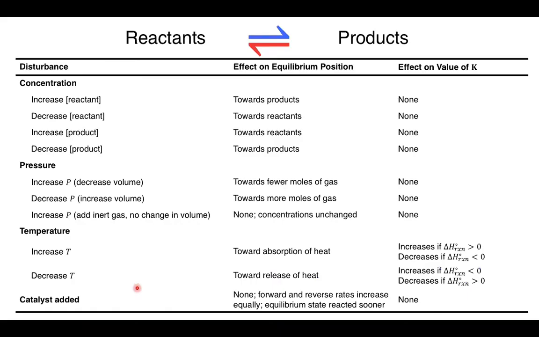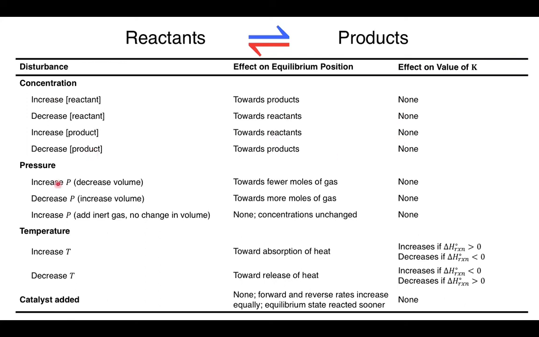Okay, so here is a summary table of all of this. So if we have a disturbance, an effect on equilibrium position, an effect on the value of K, you'll see most of them have no effect except for temperature. So concentration, if we increase the concentration of reactant, we'll move towards the products. We decrease the concentration of reactant, we'll move towards the reactants. Increases in product moves towards the reactants. Decrease in product moves towards the products. None of these have an effect on K.